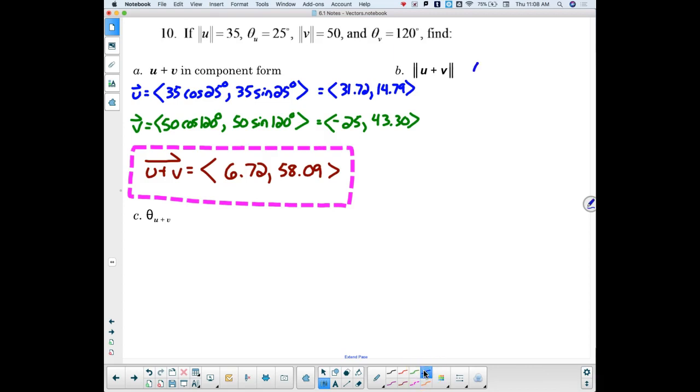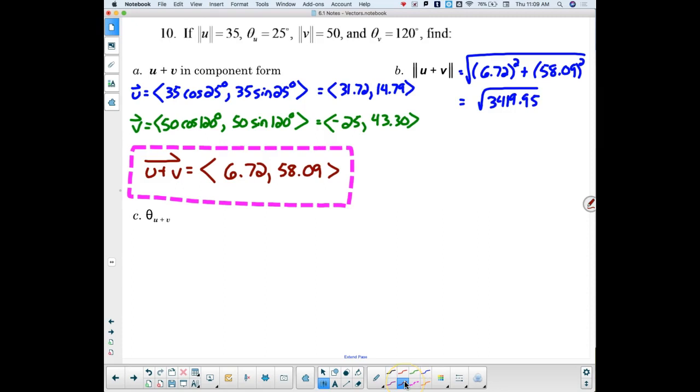Magnitude then is going to be 6.72 quantity squared plus 58.09 quantity squared, and then take the square root of that, and so I get the square root of 3,419.95, so I get the magnitude of u plus v is 58.48 units.